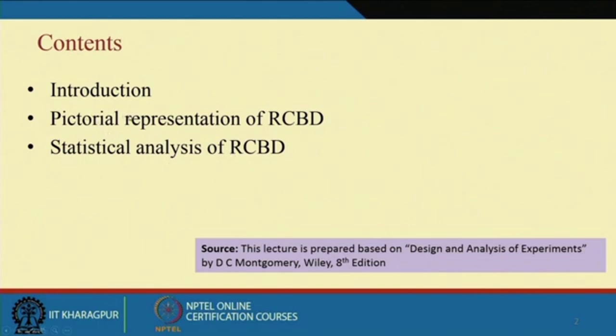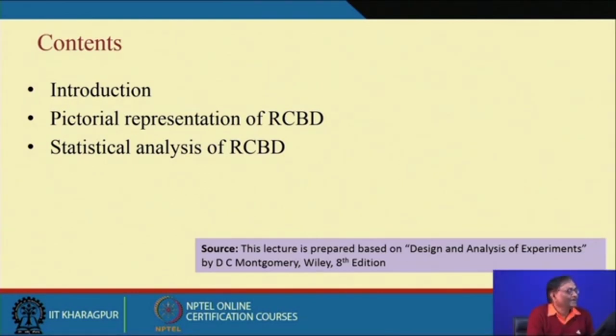we will first tell you when blocking is needed, that is under introduction, then what is the pictorial representation of RCBD, how RCBD can be represented in terms of tables, some layout, and then one part of statistical analysis, that means how do we partition the data as well as the total variability into different components, like the way we have done in one way analysis of variance, ANOVA.